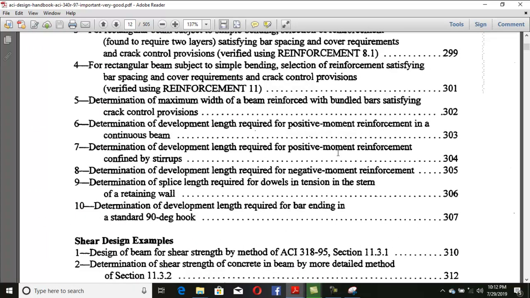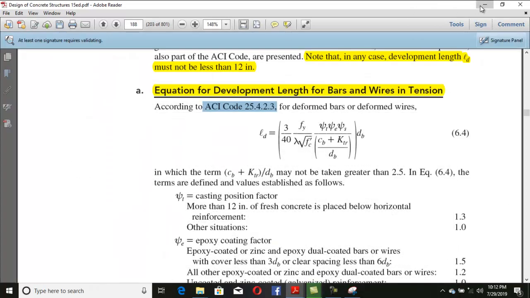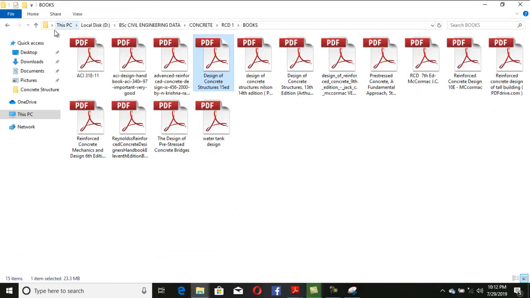Determination of development length required for positive moment reinforcement, and continuous reinforcement for rectangular beams subject to simple bending, selection of reinforcement from bars. This is for bundled bars and this is for positive moment. So if you search, you can find this equation from here. Let me tell you people to do it and search for it.